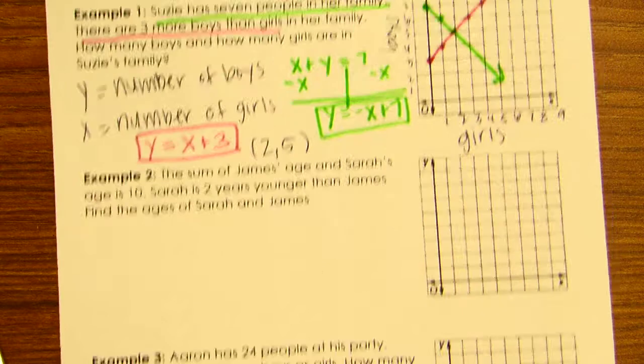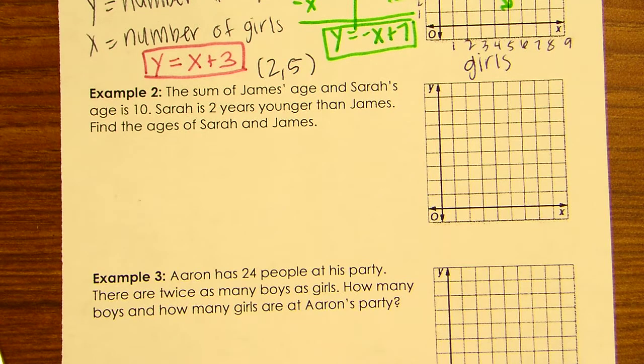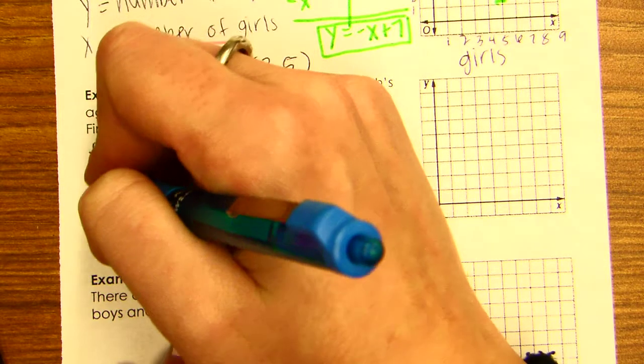So for example 2, the sum of James' age and Sarah's age is 10. Sarah is 2 years younger than James. Find the ages of Sarah and James. So I'm going to define my variables first.